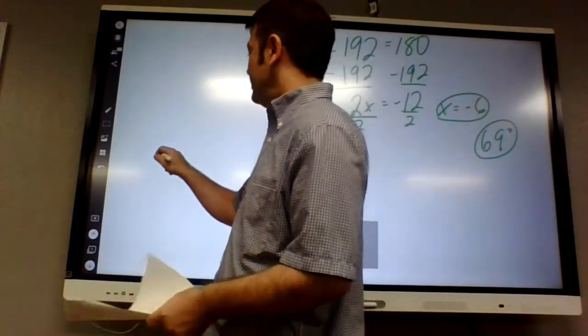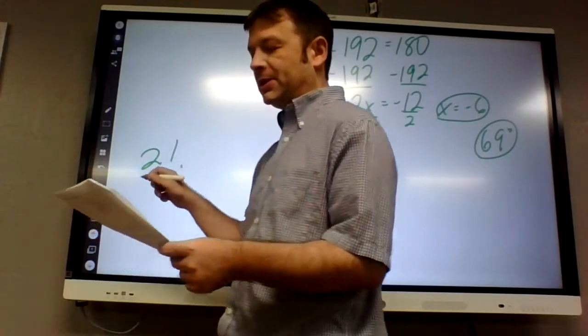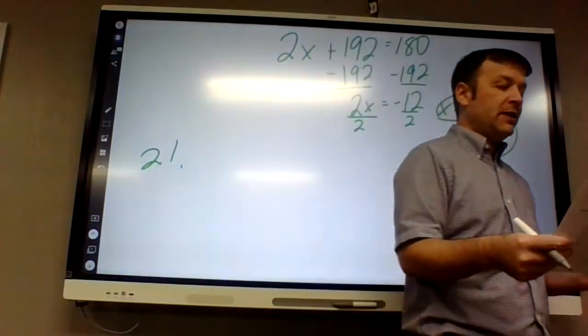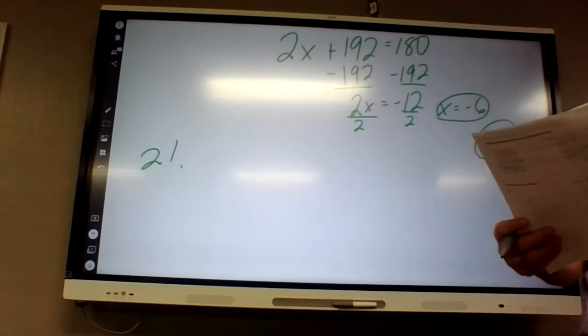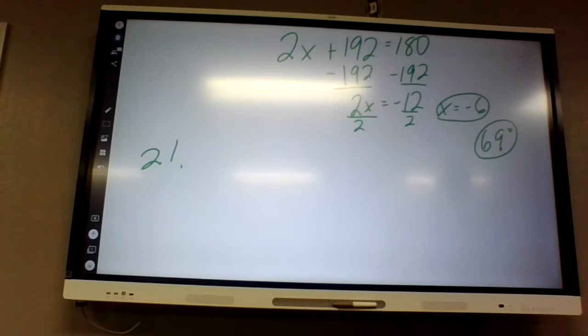Alright, 21. The directions keep changing, so you've got to keep on your toes here. Find the value of x that makes the lines parallel. What has to be true about those angles for the lines to be parallel? Okay, no. They add up to 180. Yes. 21, what kind of angles are those? Same side interior. What needs to be true for those to be parallel? They add up to 180. They have to be supplementary, just like 19.